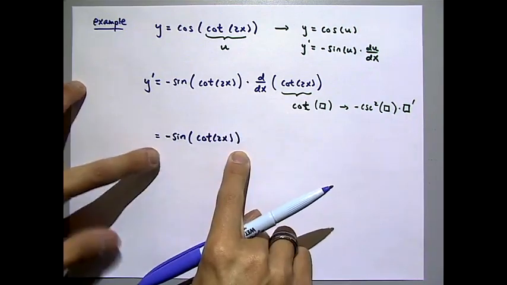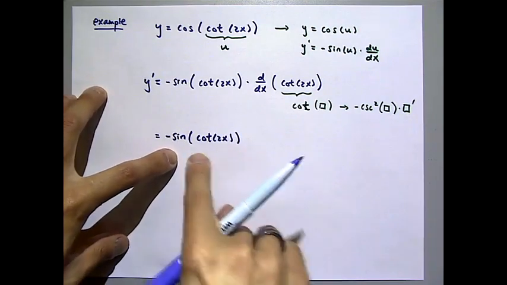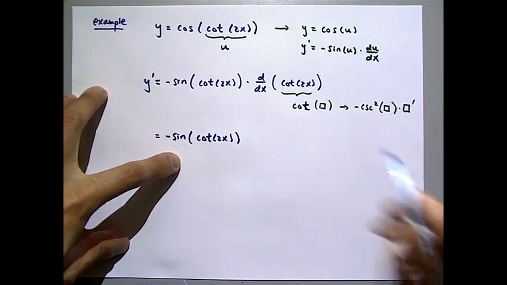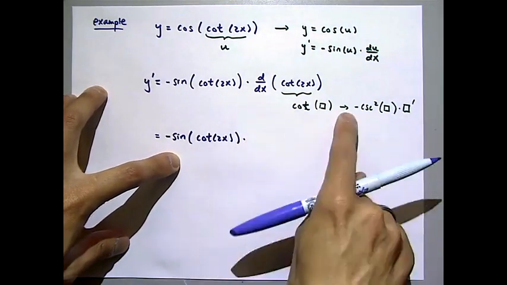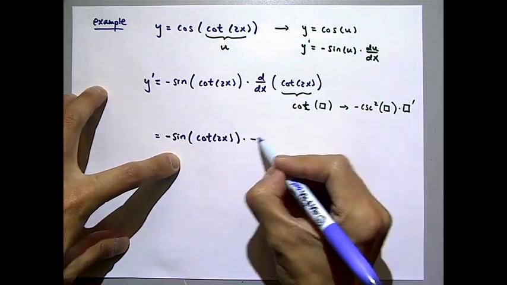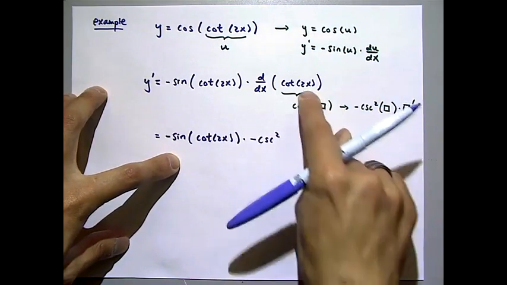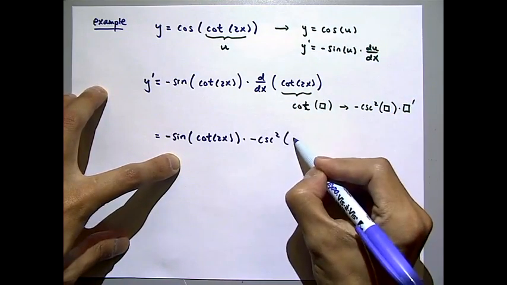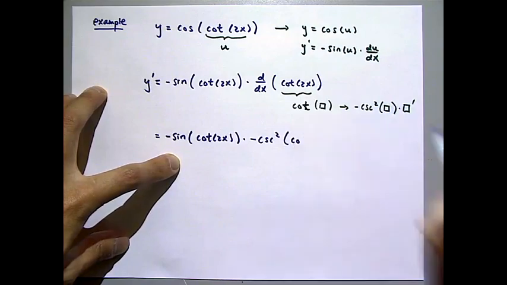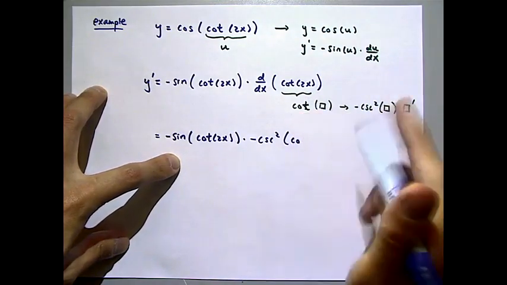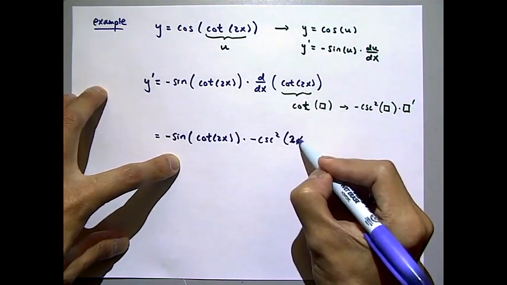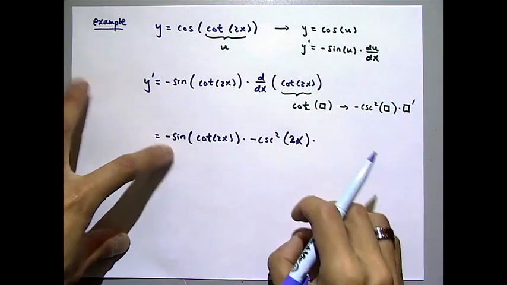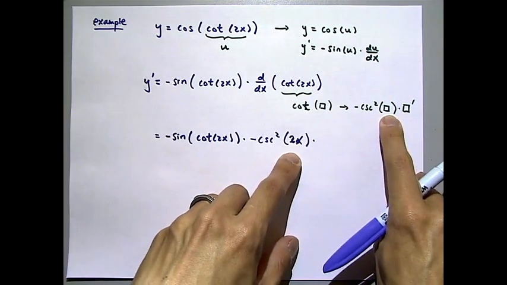That part is done. There's no reason to do anything. There's really nothing to do anymore. No reason to touch it. Here we get our negative cosecant squared of that 2x, sorry. Negative cosecant squared of 2x. Multiplied by derivative of that, which is 2.